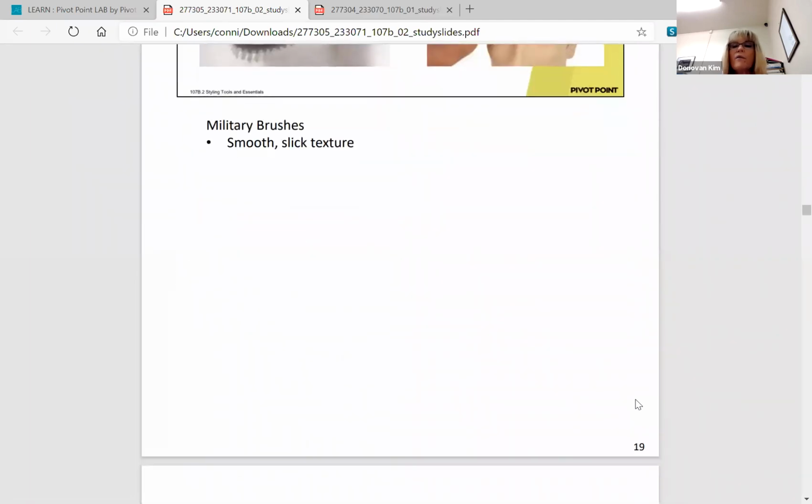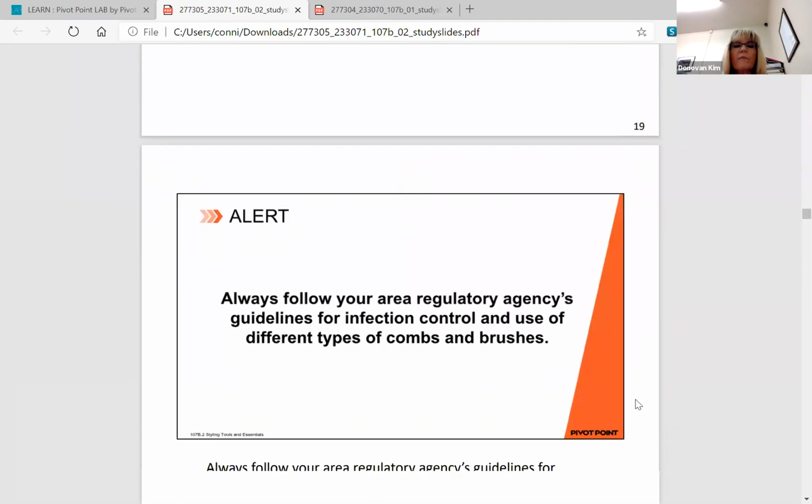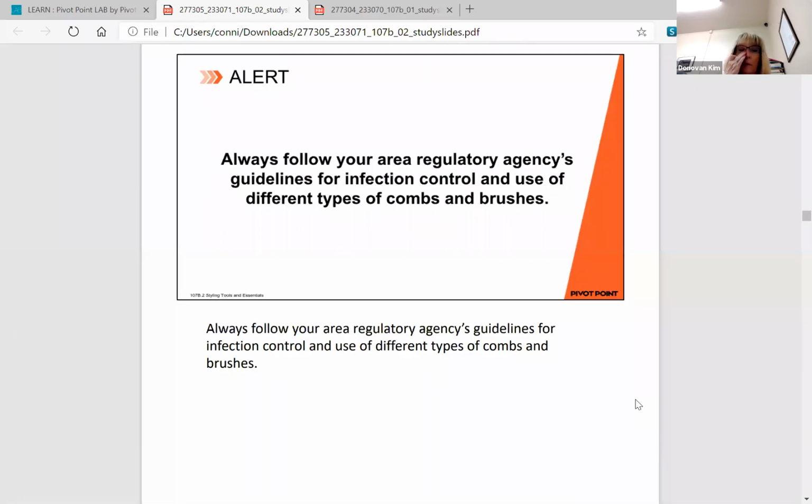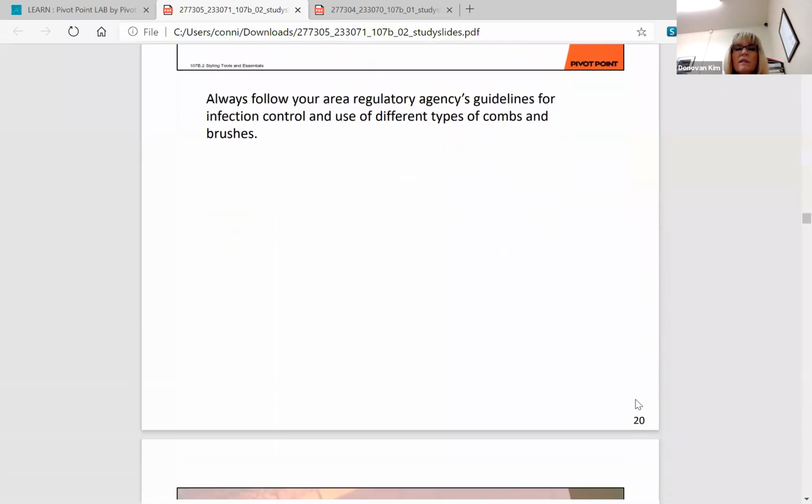A few years back, all those wooden brushes were a big thing. See, follow your area regulatory agency's guidelines for infection control and use of different types of combs and brushes. So again, for sanitation purposes, we want to make sure that we can remove all the hair out of it. It can go in soap and water, and it can be fully immersed in our disinfectant solution without absorbing it, so that we can wash it and dry it and put it away and make sure that it's disinfected.